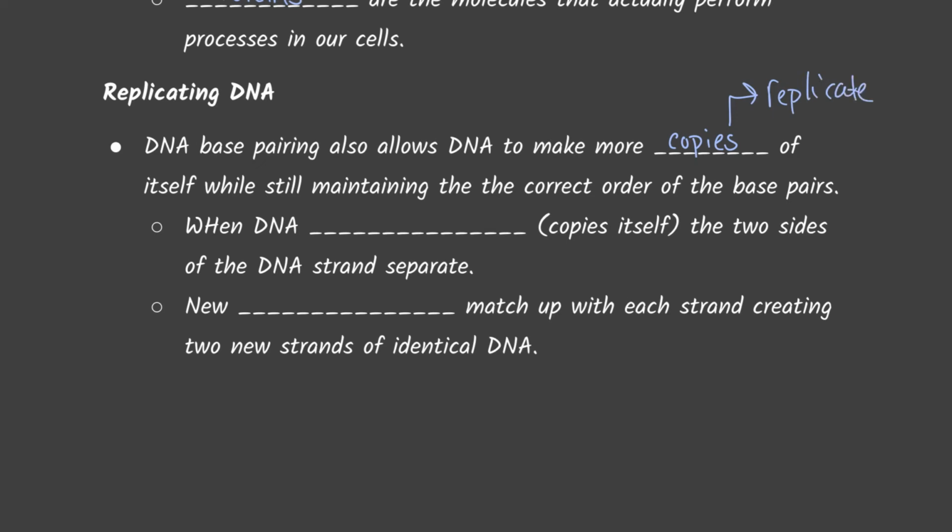So when DNA replicates, copies itself, the two sides of the DNA strand first separate. That's the first step. The two strands of that double helix will separate, and then new nucleotides will match up with each strand, which creates two new strands of identical DNA. And we're going to draw what that looks like below.